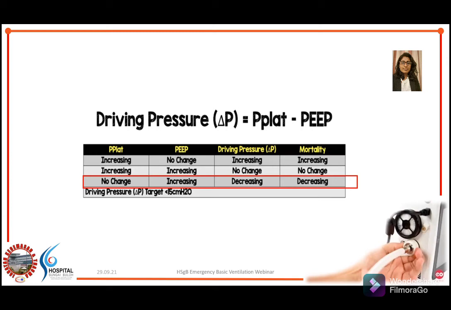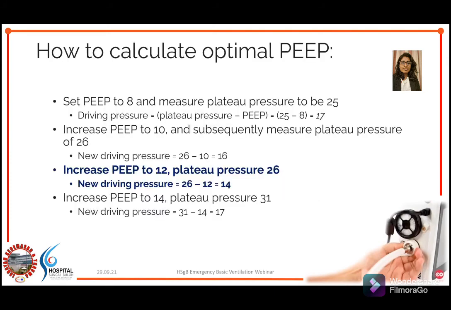So how do we calculate an optimal PEEP? First off, you have a patient ventilated in front of you. You set the PEEP to 8 and you measure the P-plat. The ventilator shows you the P-plat is 25. So you get the driving pressure by P-plat minus PEEP. 25 minus 8 is 17. So the driving pressure for this patient is 17, and it's still higher than what you want to give to the patient.